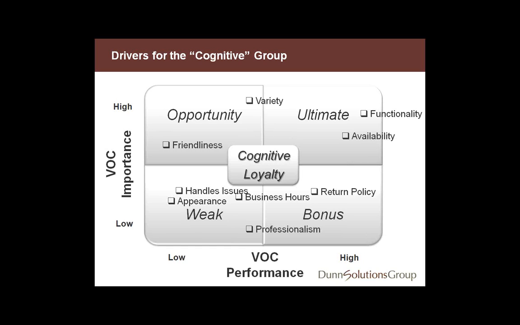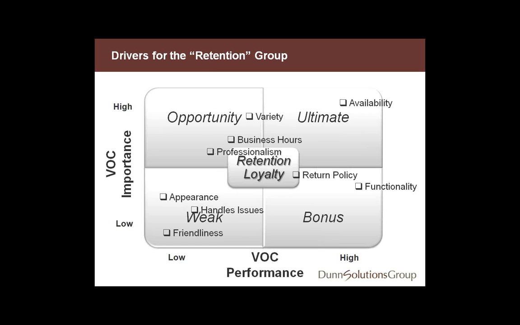Variety, and we see friendliness, are the significant drivers of cognitive loyalty. Offering several versions and changing the assortment are essential to people that prefer to buy different products. If you want to improve cognitive loyalty, you should consistently conduct product reviews to change the assortment and stay current with your services. Professionalism is key for both retention and affective. This is a bonus if you decide to improve both.